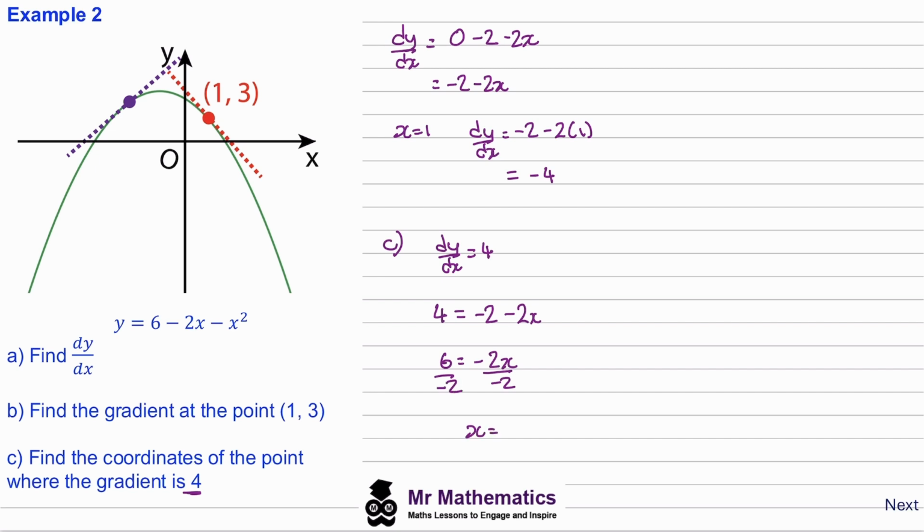So x will equal negative 3. So what that tells us then is when x equals negative 3, the tangent to the curve at that point, the gradient of this will equal negative 3. Okay? Let's try some exam style questions.